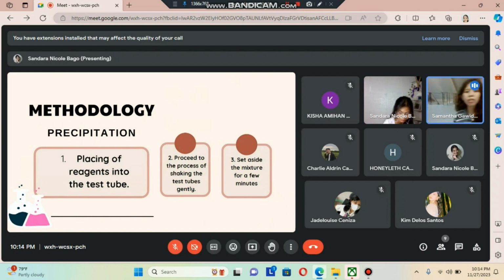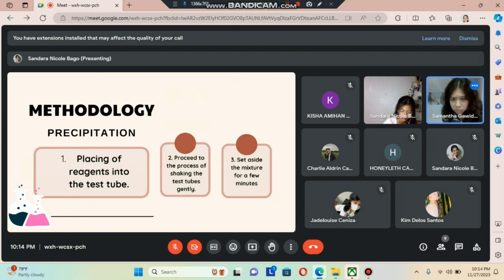For the second part of the experiment, which is the precipitation, the first step is to place the reagents into the test tubes. The reagents will be sodium carbonate, Na2CO3, and calcium chloride, CaCl2. For the second step, we will proceed to shaking the test tubes gently. In this procedure, the interaction of two liquid chemical substances occurs.